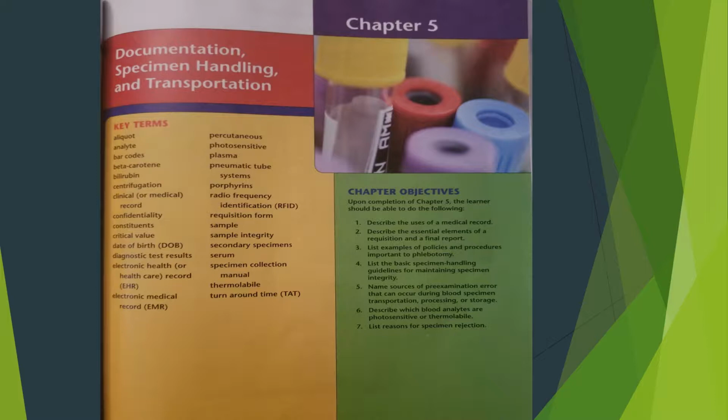Number 6, describe which blood analytes are photosensitive or thermolabile. Number 7, list reasons for specimen rejection.